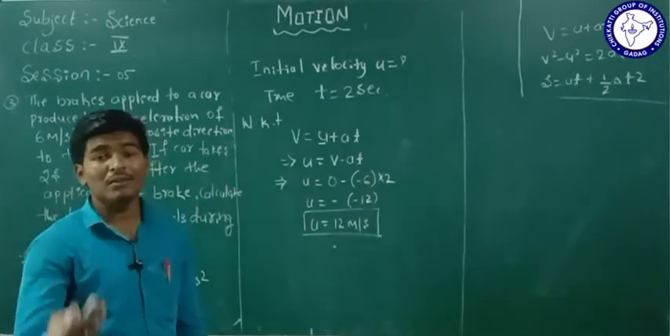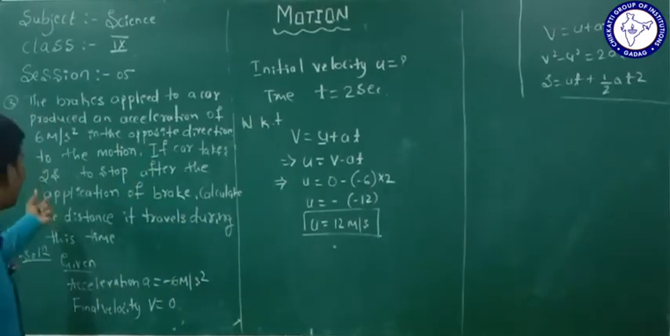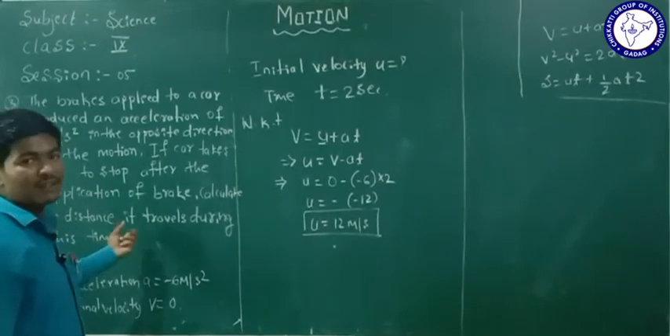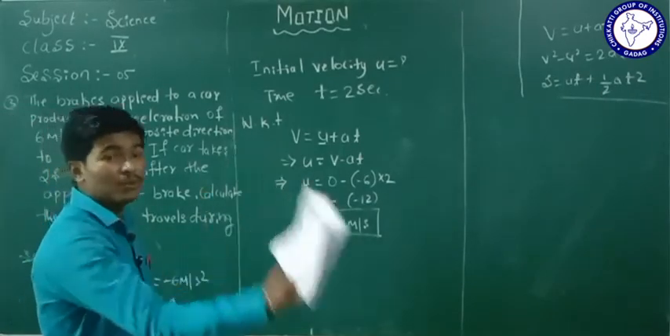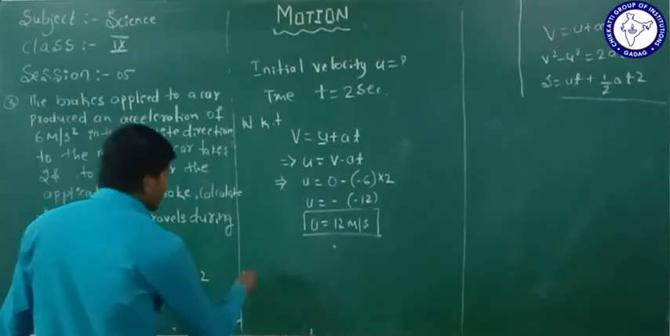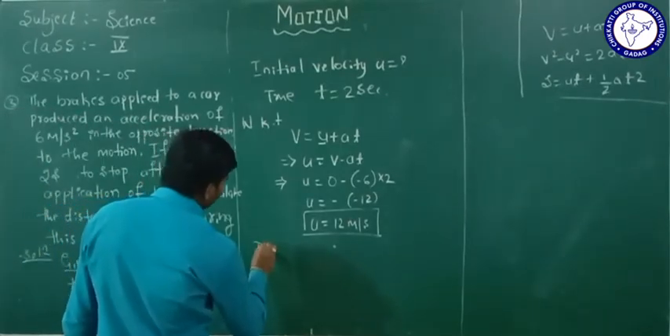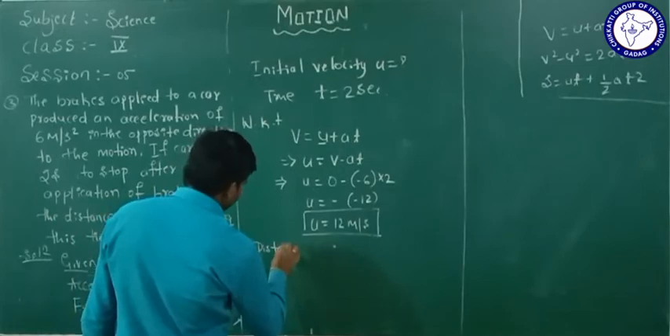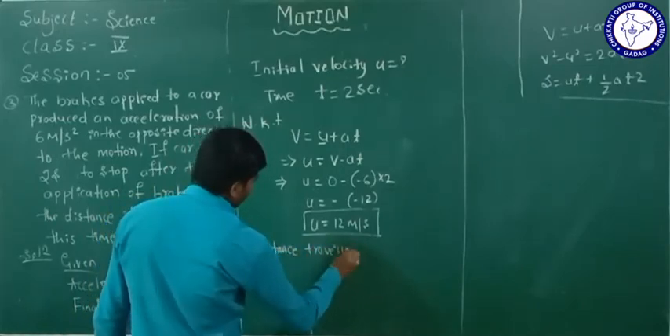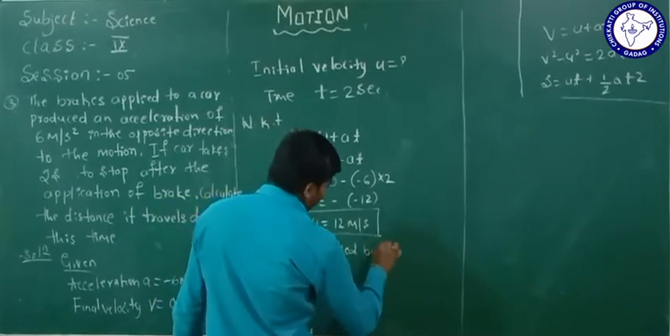Now we are going to calculate the distance travelled by the car after application of the brake with the acceleration of 6 meter per second square in the opposite direction of the motion of the car in 2 seconds. That is the distance travelled by the car.